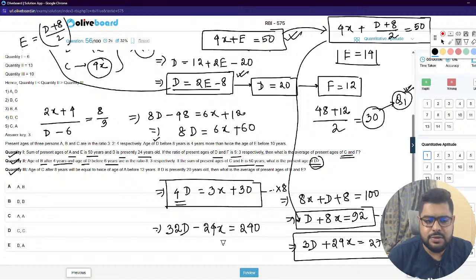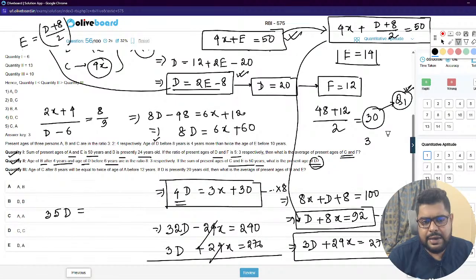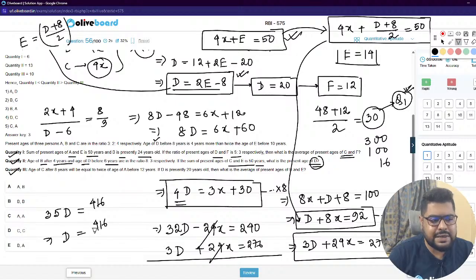This is one, this is one. So I'm just writing it below this. So it will become 276. If you add these two equations, I'm getting 32 plus 3, 35D, which is equal to 300, 100, 70, 110, 116. So 416. So D is 416 by 35.